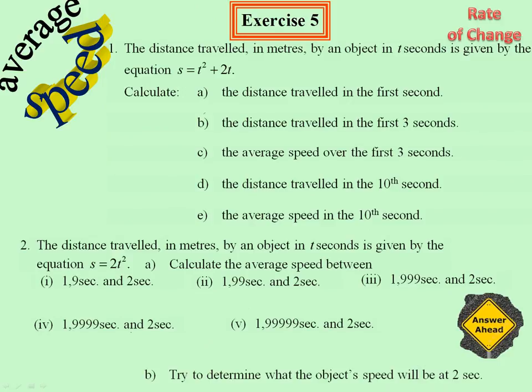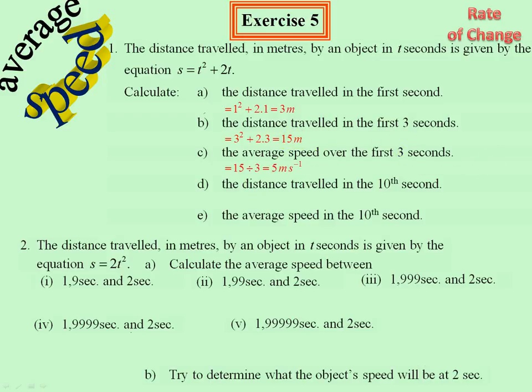1 second. Some more examples. Pause, try them. First second, substitute 1. First 3 seconds, substitute 3. Average speed, well, there is the distance in the first 3 seconds, there is the time, divide, and it's 5 meters per second.